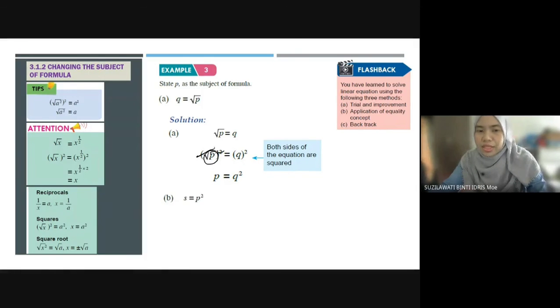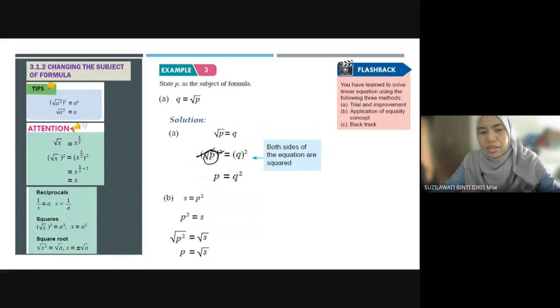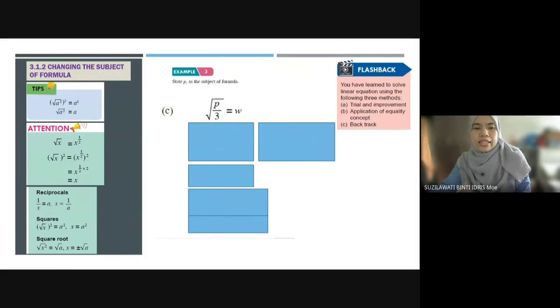Ini lagi senang. So, how do you solve S equal P squared? How do you solve S equal P squared? Okay. Saya lajukan, saya tak tunjuk dah. Okay, C, yang ini pun sama. This one, P as the subject of formula. S equal P squared. P as the subject of formula. Soalan ni sama ni. Okay, so the answer is P squared equal S. We need to square root on the left side. So the right side also we need to square root. So P equals square root of S. Good. Okay. For C, okay, this is example of C.